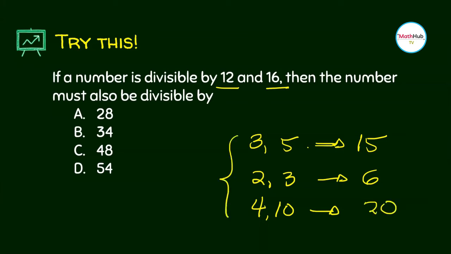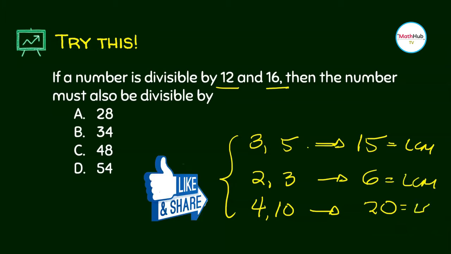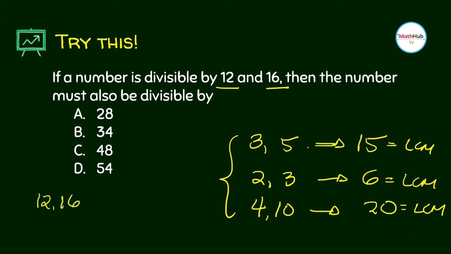What is the pattern that is going on here? It is saying, class, what are the relationships of these numbers? These are the LCM. 15 is the LCM of 3 and 5. 6 is the LCM of 2 and 3. And 20 is the LCM of 4 and 10. Going back to this, we're just looking for the LCM of 12 and 16. How do you get the LCM?